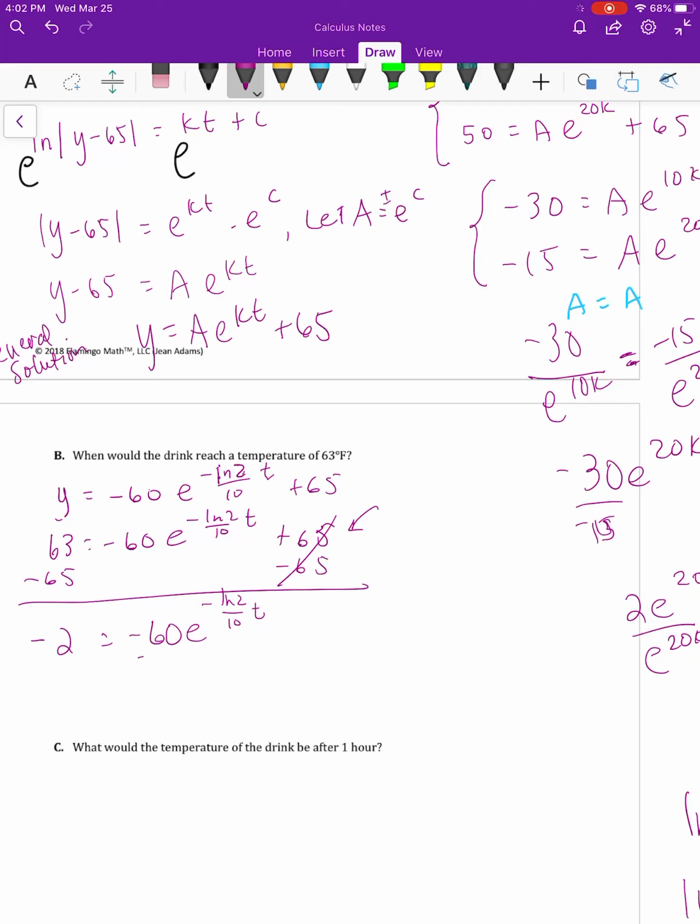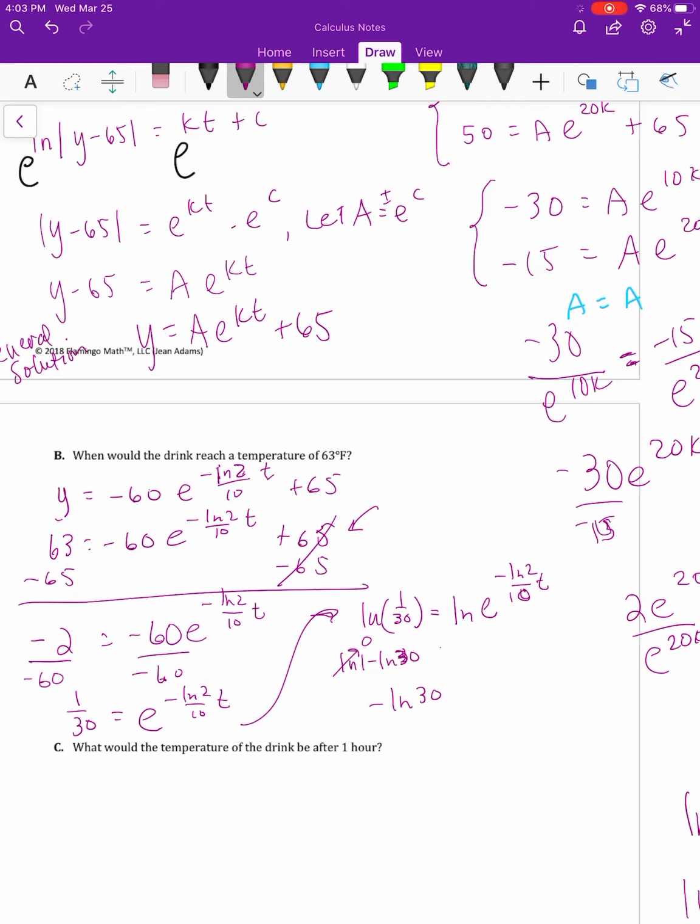So you've got your negative 2 is equal to negative 60 e to the negative ln 2 divided by 10t. Now you can divide by negative 60. 1/30 is equal to e to the negative ln 2 divided by 10t. And natural log of both sides. And remember, this is ln 1 minus ln 30. And ln 1 is 0. So that's going to give you negative ln 30 on that side. This one, your negative ln 2 divided by 10t comes down times your ln e. And of course that goes to 1. So this is equal to negative ln 2 divided by 10t.